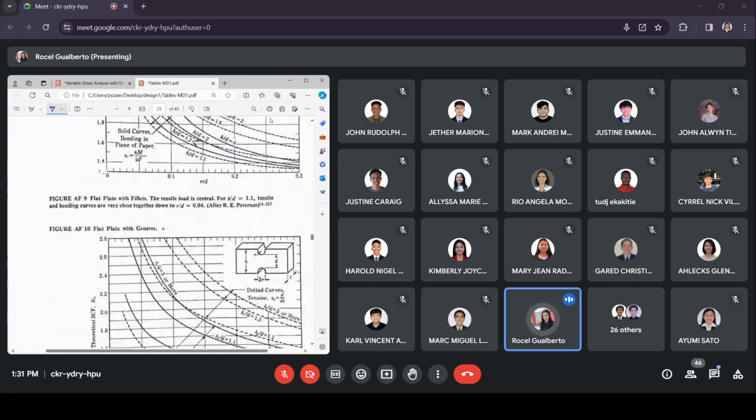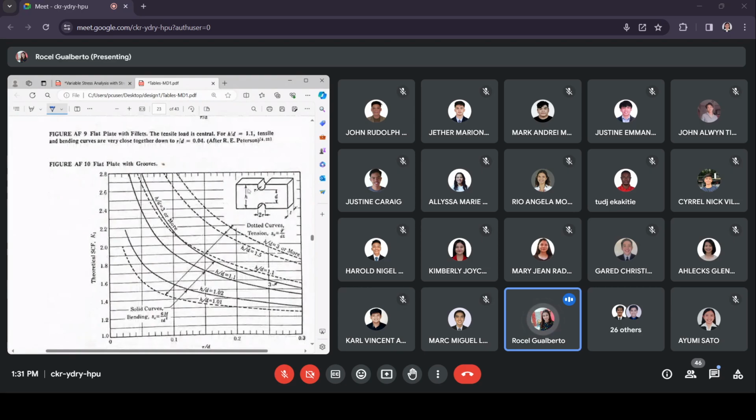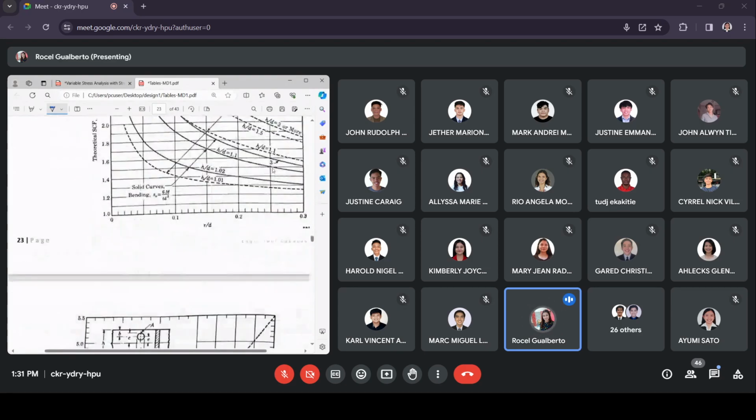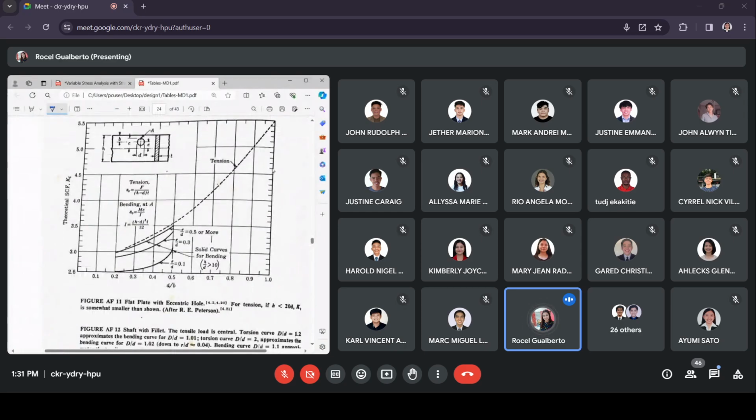Okay, so AF10, still a flat plate, but this time you have the groove. Then AF11, still a flat plate, but with an eccentric hole. You look at the hole, so it is no longer at the center. It can be at any position other than the center. So that is the flat plate with eccentric hole.